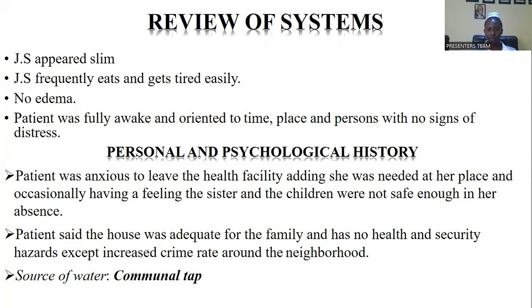We go to the personal psychological history. The patient was anxious to leave the hospital facility, adding she was needed at her place and occasionally having a feeling that the sister and the children were not safe enough in her absence. The patient said the house was adequate for the family and has no health and security hazards except increased crime rate around the neighborhood. The source of water is communal tap water.